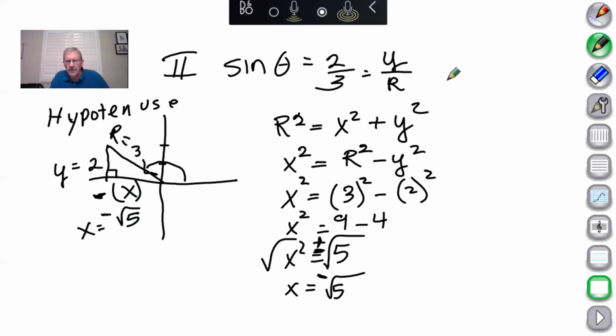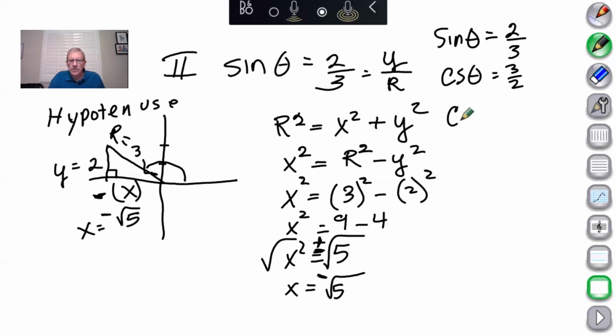So now let's define our angles. Sine theta equals 2/3. Easy, huh? Let's use the reciprocal function. Cosecant theta equals 3/2. Cosine theta, what is cosine theta? Cosine theta is x over r. X is negative square root of 5, over r, 3. So cosine is negative square root of 5 over 3.